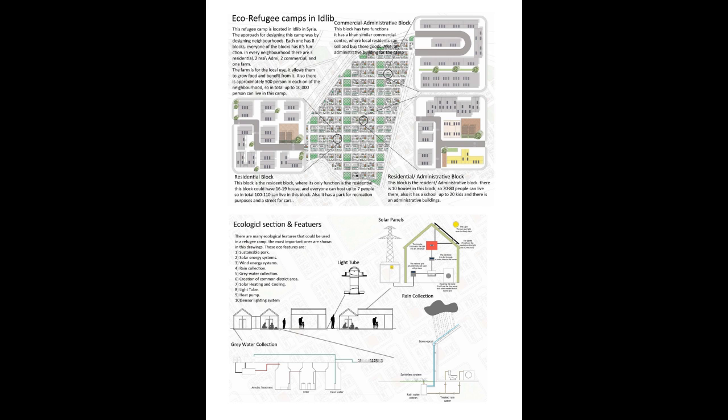In the last section of the design part, you can see ecological features that could be applied on the eco-refugee camp. There are light tubes, solar panels, rain collection, and grey water collection. All this, of course, needs to be improved more, and it needs to help people more to provide them an easier life. But this is the end of my presentation.